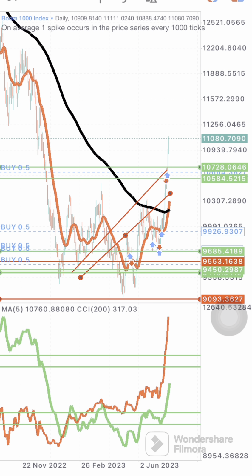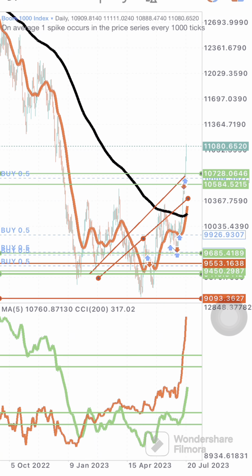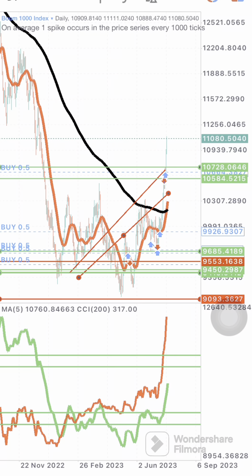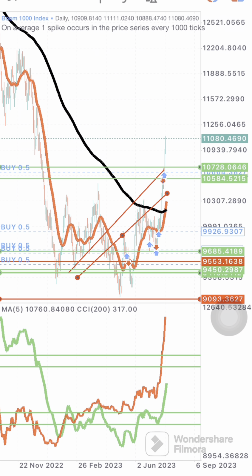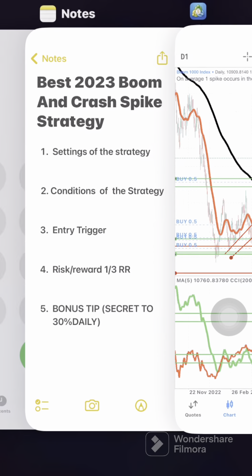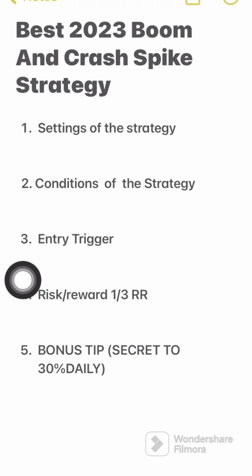So let's move to the third condition. The third condition is make sure you are following the trend when taking your entry. Make sure you are following the trend when taking your entry, which takes us to the next agenda on our list, which is what? The entry trigger.